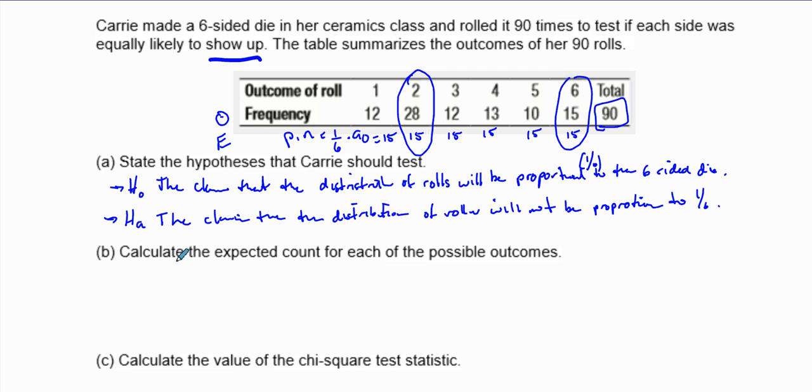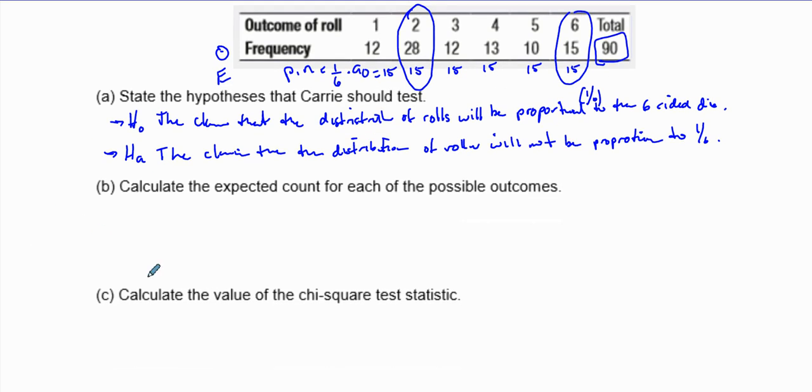Now we want to calculate expected values. Well, we already did that, so we want to calculate the expected count for each of the possible values. We did that up there, and so now the next thing we're going to do is calculate the chi-squared statistic. So how do we do that?